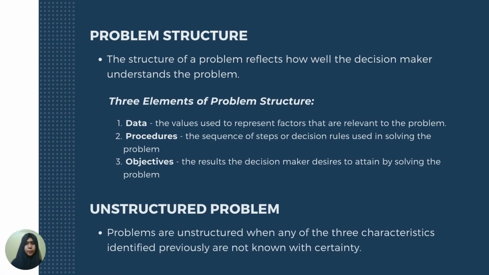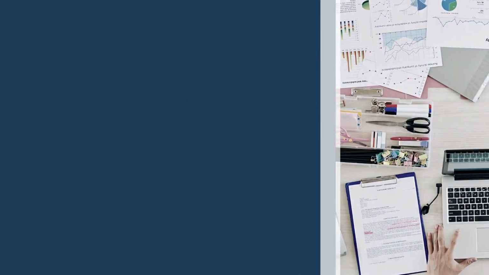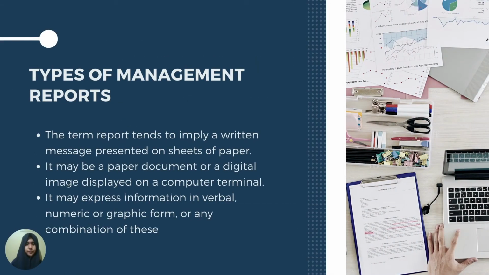Next is structured and unstructured problem. Problem structure reflects how well the decision maker understands the problem, and it also has three elements. We have data, procedures, and objective. For unstructured problem, these are problems where any of the three characteristics, which are the data, procedures, and objectives, are not known with certainty. So that's it for structured and unstructured problem. Let's proceed to the types of management report.